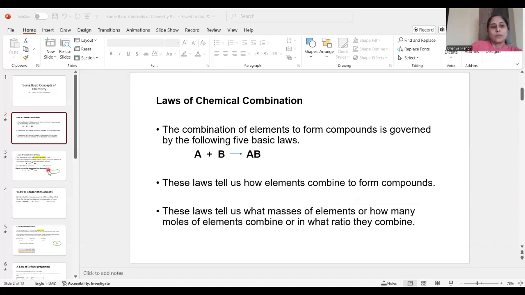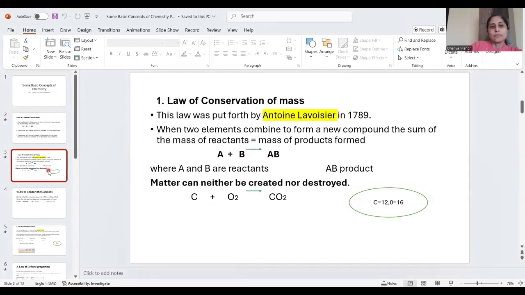The first law of conservation of mass. This is the first law, and it was given by Antoine Lavoisier. Okay, so in this law, whenever elements combine to form the compound or the product, the mass of the reactants is equal to the mass of the product.